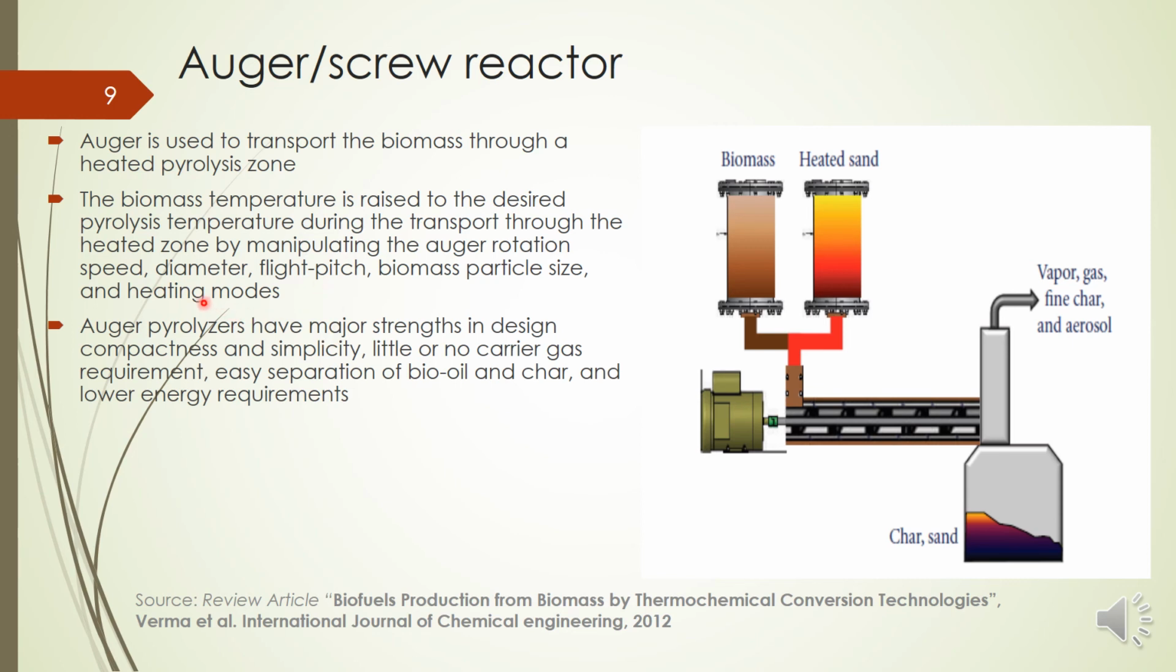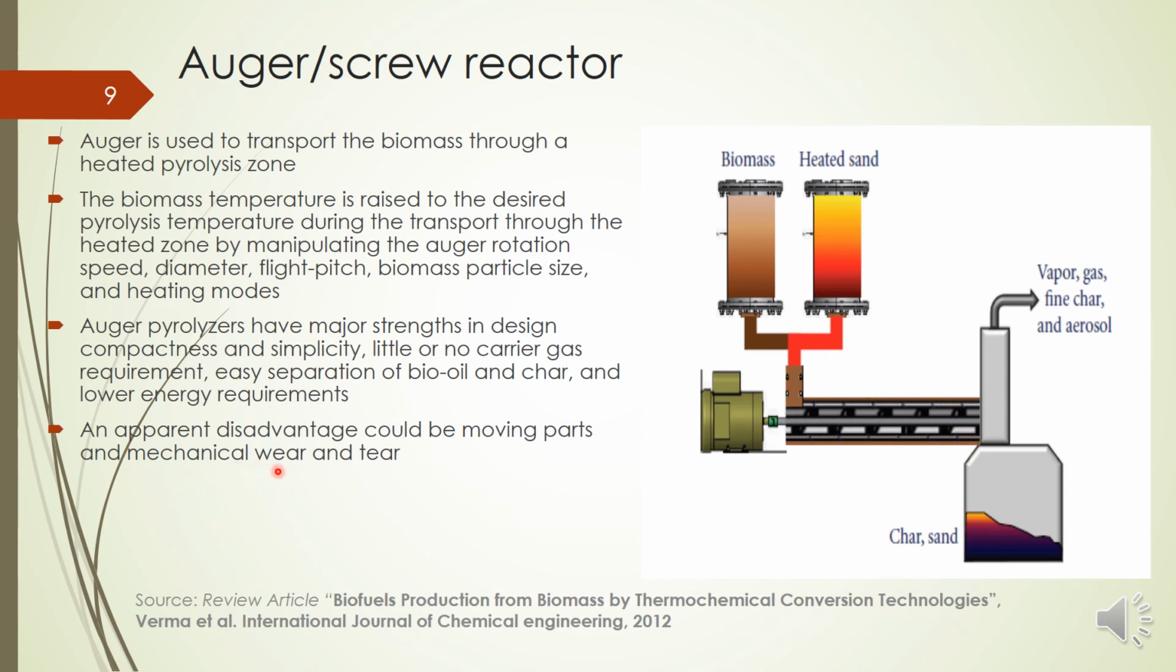And the auger pyrolysis has many strengths. It's very simple and compact, and here we do not require any carrier gas, and separation is an easy operation. We can see that the biochar and the oil are separated very easily, and the energy requirement is also less. The only disadvantage is having a moving part, so a continuously moving screw is required.